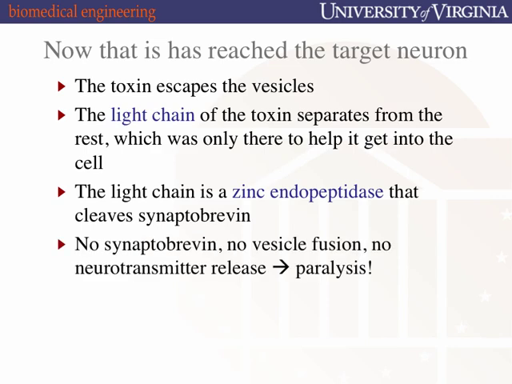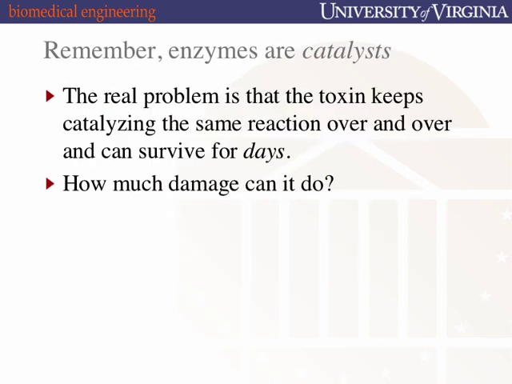All right, so if we cleave synaptobrevin and there's no synaptobrevin, there's no vesicle fusion, no neurotransmitter release, and all of a sudden I can't contract my muscles, okay? There's paralysis. Remember, enzymes are catalysts. The real problem here is that the toxin keeps catalyzing the same reaction over and over again, and it can survive for days. So the real question is, how much damage can it do?